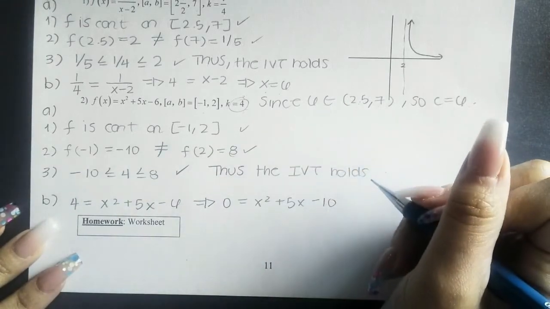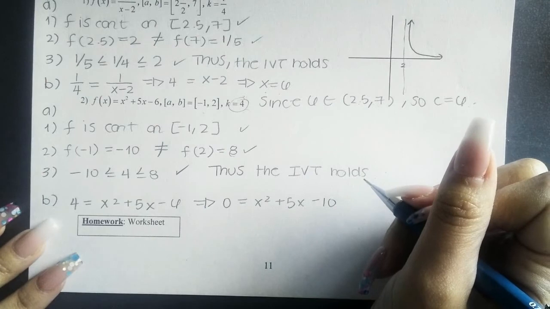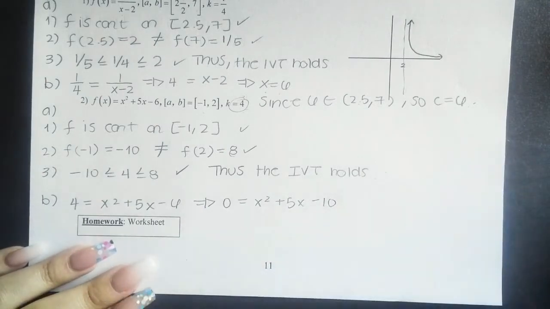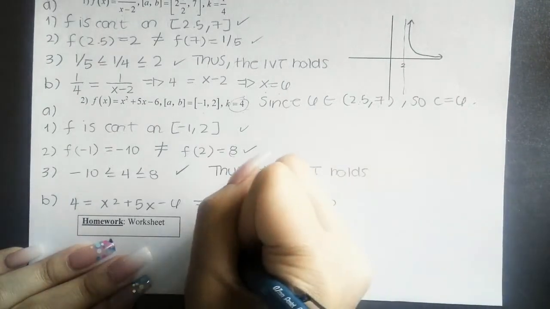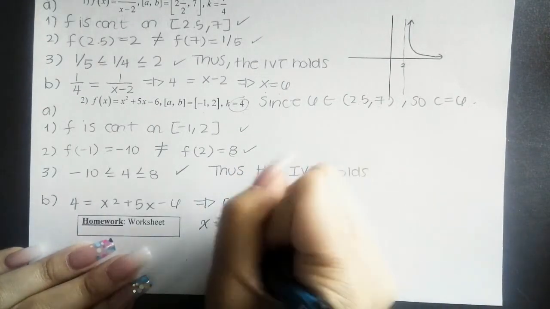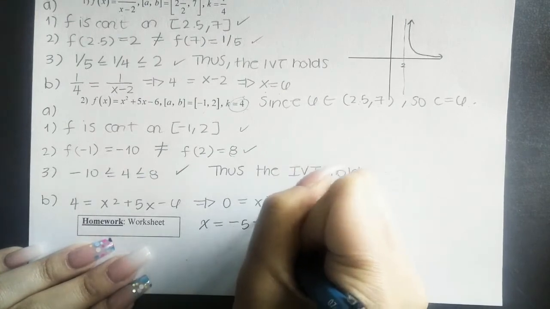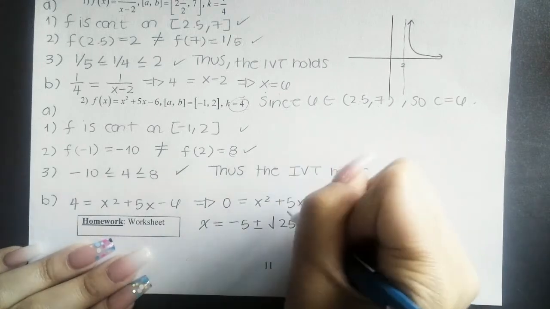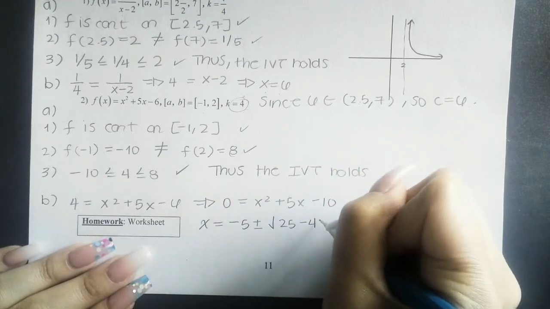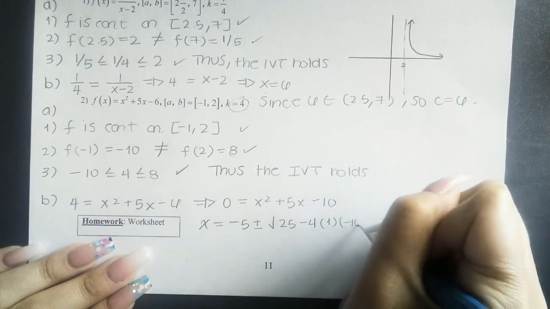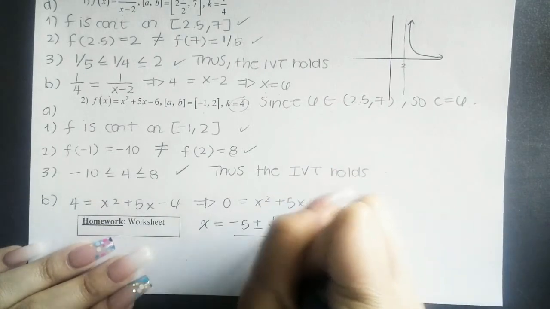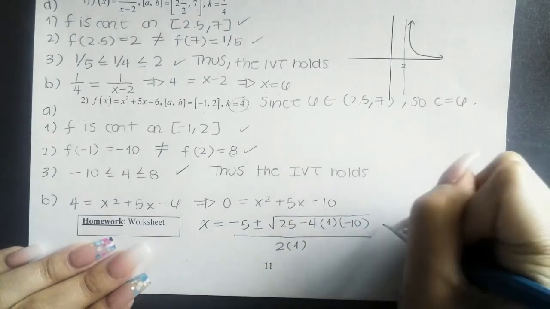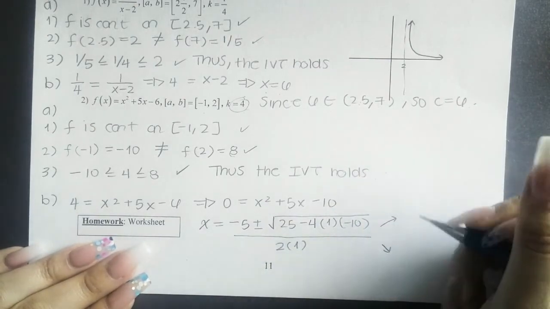So you have this, and you're going to be like, oh, I don't want to factor because it's a horrible thing. True, true, true. So use the quadratic formula. x is equal to minus 5 plus or minus the square root of 5 squared, which is 25, minus 4 times 1 times -10, everything divided by 2 times 1. You plug it in the calculator, and you're going to have 2 values.